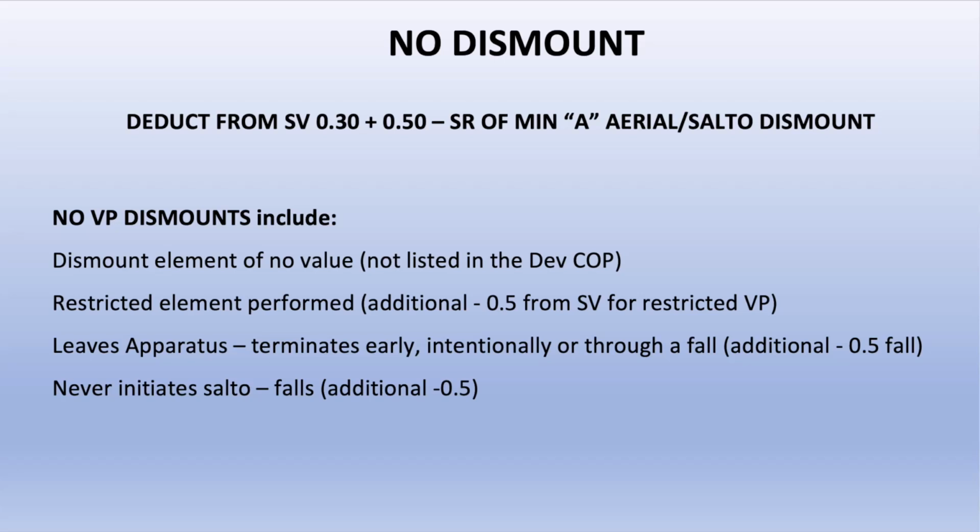If the athlete leaves the apparatus, that is, she terminates early, whether intentionally or through a fall, remember to take off the 0.5 for the fall. And if she never initiates a salto or an aerial and simply falls, be sure to take the 0.5 for the fall.